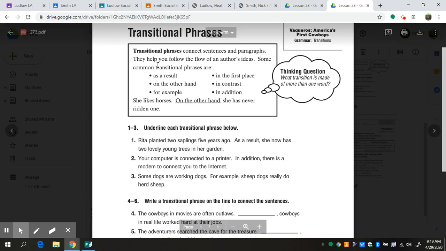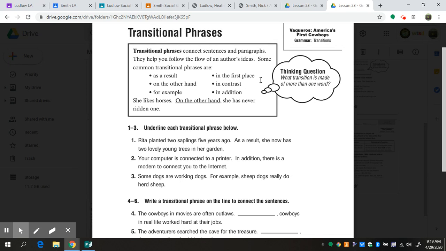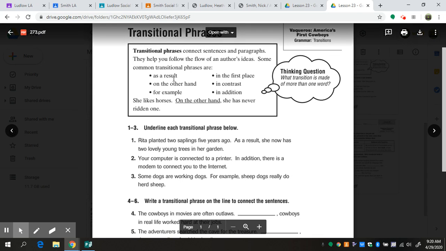So while we're looking at this group of examples that they give us, it's important for you to understand what kind of relationship they're showing between whatever portions of a sentence they're connecting. So we would have a positive relationship if we're using as a result. So I could have a sentence example like, I studied hard for the spelling test. As a result, I got 100. That would give a positive indication between the first part and the second part.